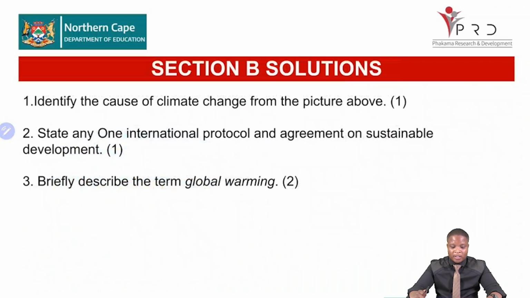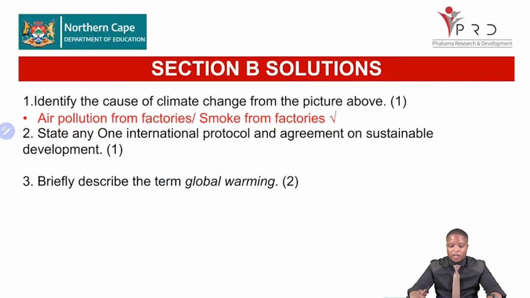Right, grade 12, our time is up. Let's look at our marking guideline. Identify the cause of climate change on the picture. Air pollution, smoke from factories. State any one international protocol and agreement on sustainable development. Johannesburg Summit. Right, if you've mentioned any other agreement, then you'll be correct.